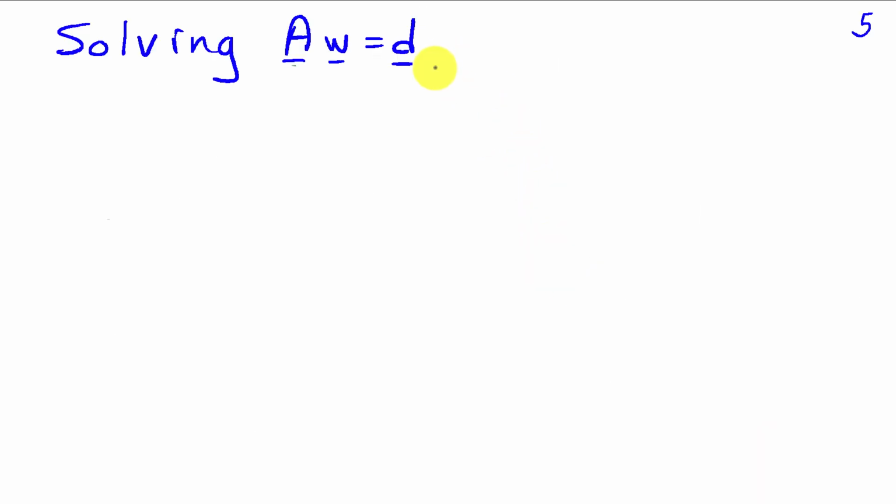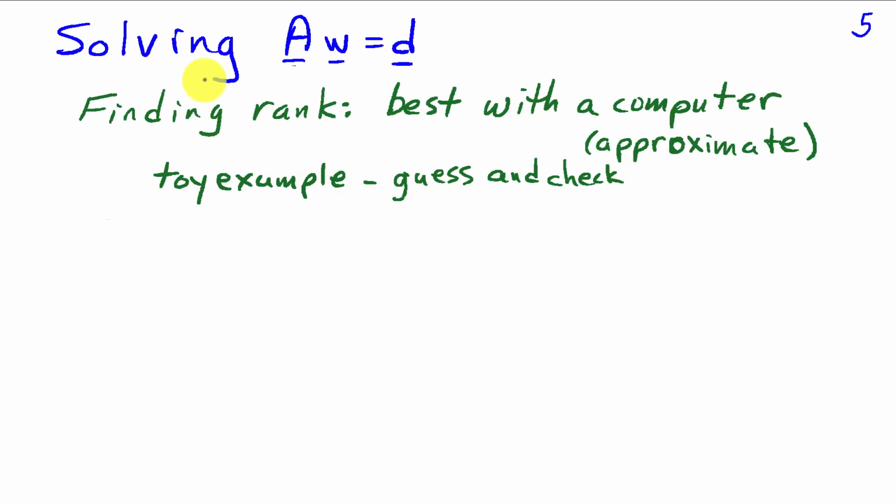Well, let's wrap up with a few comments about how we solve this problem AW equals D in practice. One issue that's come up is finding the rank of A or the rank of A adjoined with D. So finding rank seems to be a fairly important problem in machine learning, and it turns out that finding rank is really best done with a computer. And even then, we're only going to be able to find approximate rank.